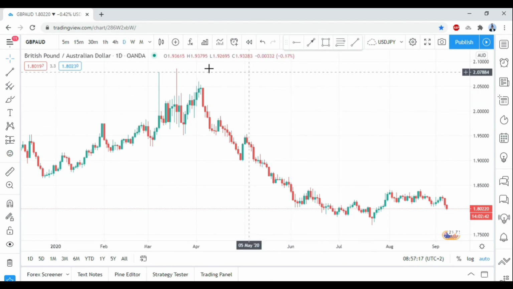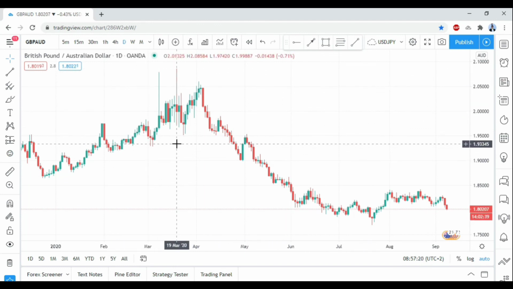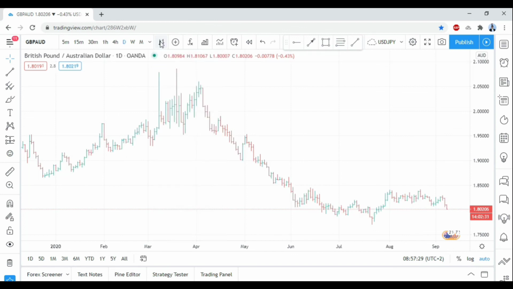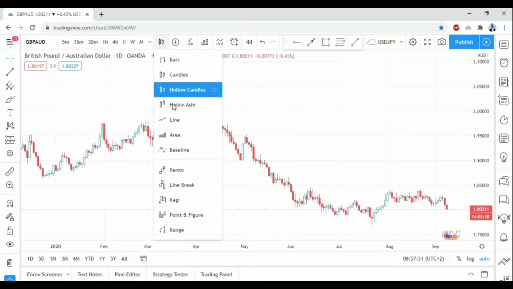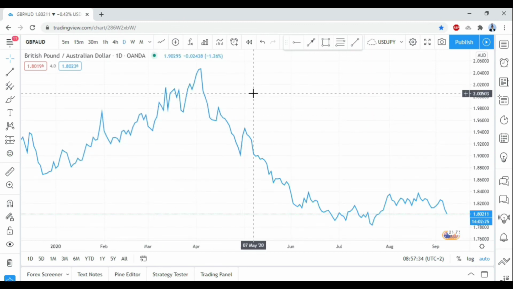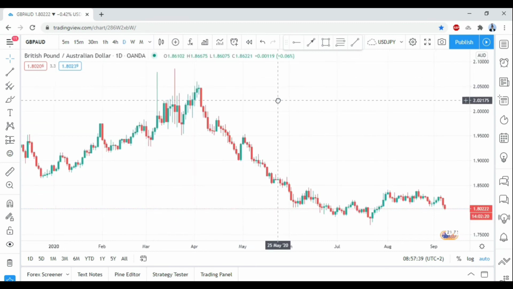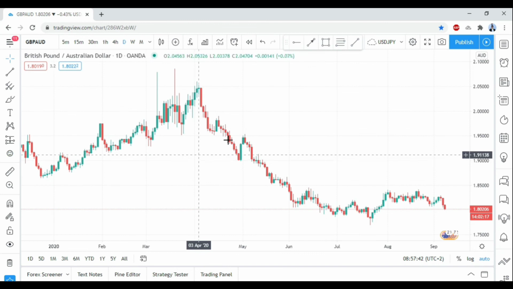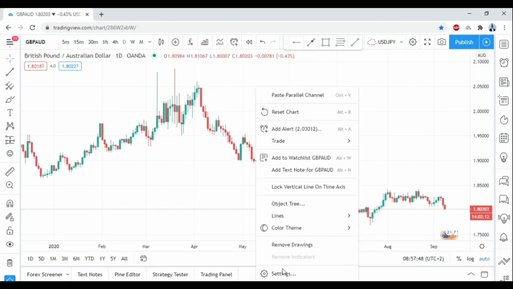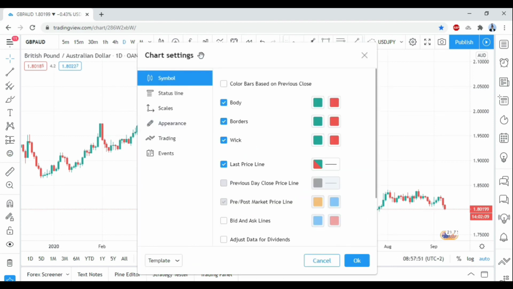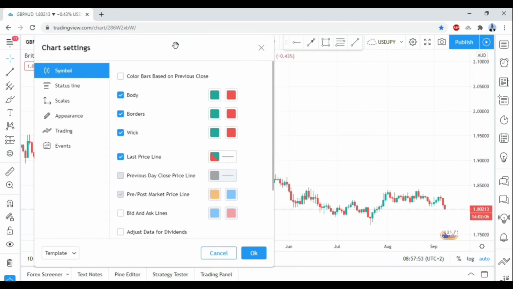So to play around with the visual look of the chart, you can go to this candlestick option at the top. You can create bars, you can go to hollow candles, or you can even visualize your price action as a line chart. However, we will be sticking to candlesticks in this course, and you can change the look of this chart as well by either clicking on this chart properties or right clicking on your chart and going to settings. So at this symbol option over here, you can then proceed to change the colors of your candlesticks.